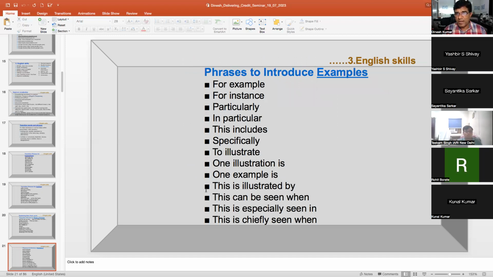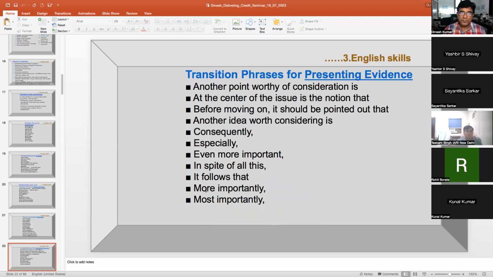Phrases to introduce an example. Every time you don't want to say "for example," because you will get tired. So instead of "for example," you can say "for instance," "particularly in the case of," "in particular," "this includes the case of," "specifically," "to illustrate," "one example is," "this is illustrated by," "this can be seen when," "this is especially seen in." So many things are there, and these are going to help you in writing your thesis also.